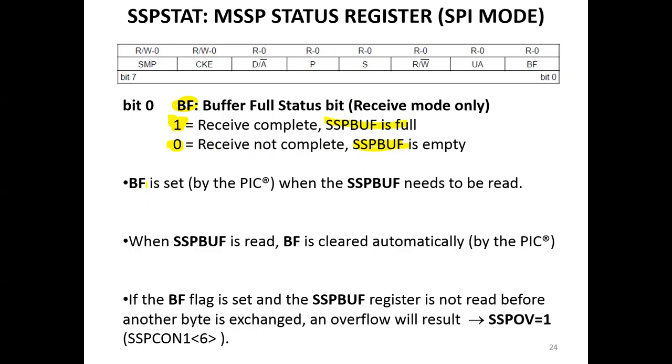Okay, so the buffer flag is set when the SSP buffer needs to be read. And once you read the data, the buffer flag will be cleared automatically. When the SSP buffer is read, the flag is cleared automatically by the PIC. Now, if the flag is set, that means there is data that needs to be read, and the SSP buffer register is not read before another byte is exchanged. So this will make an overflow.